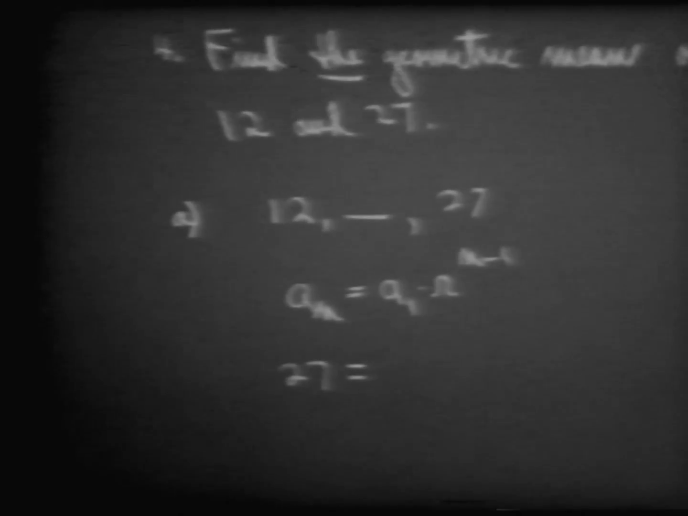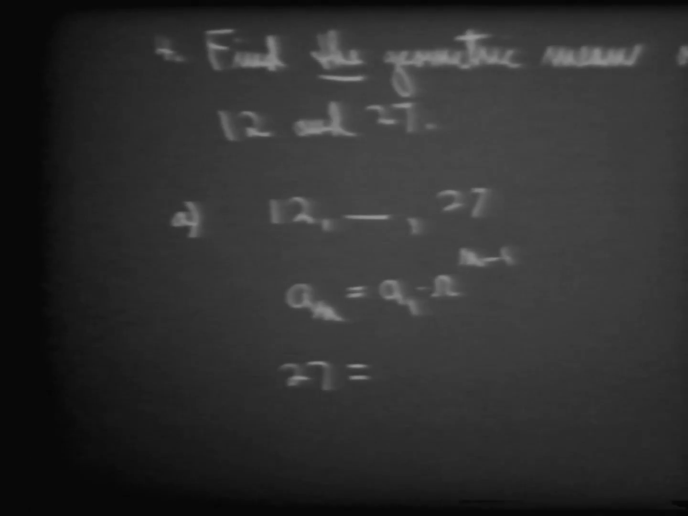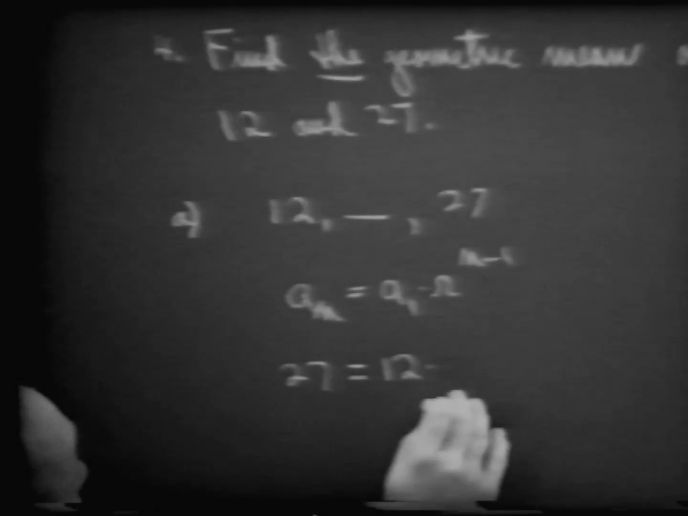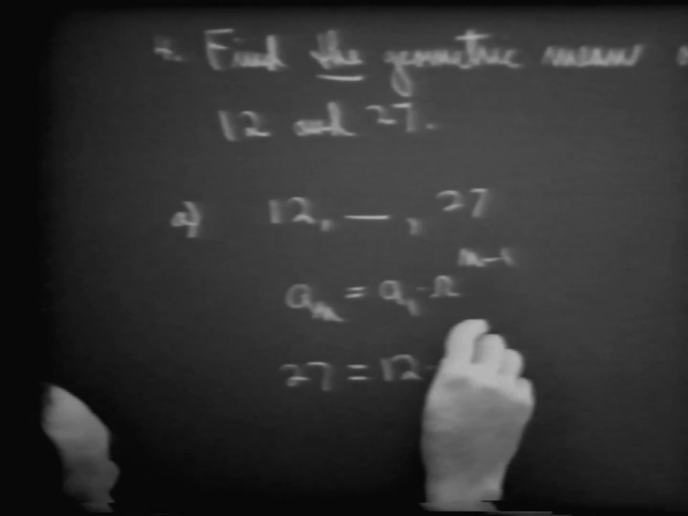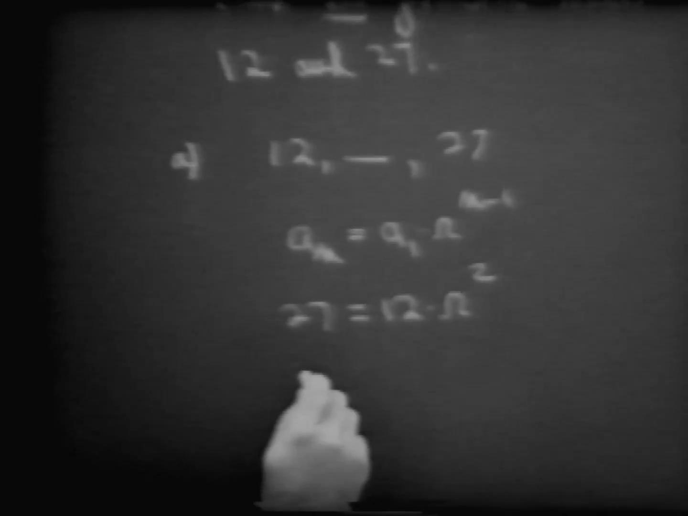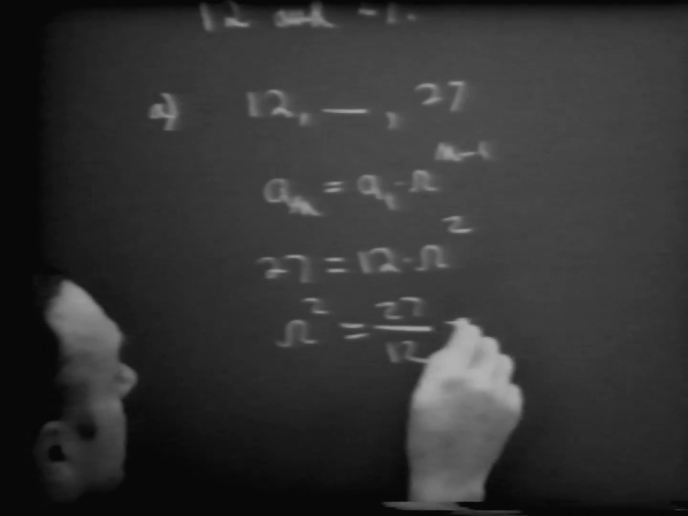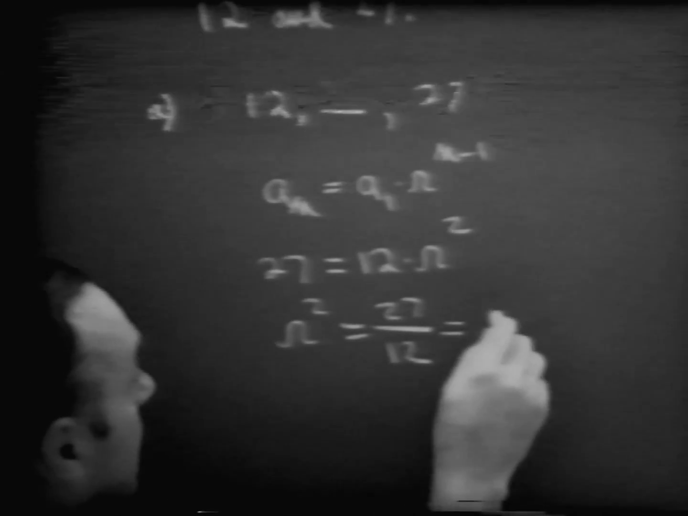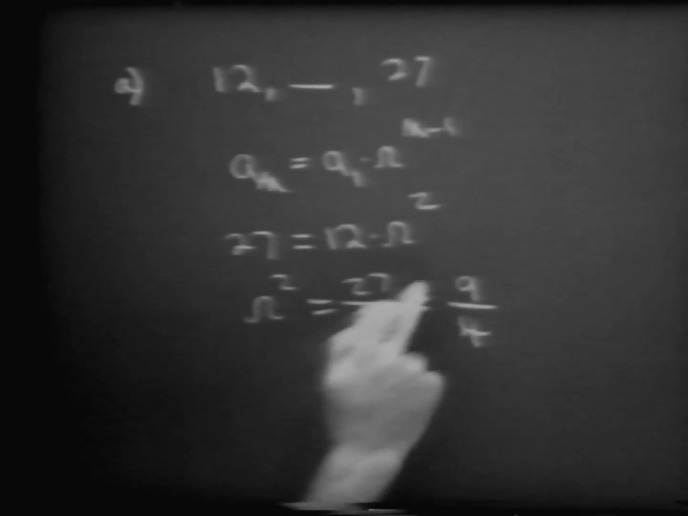27 is equal to, and who would like to make this substitution here? 12 times r to the 3 minus 1, or second power, r squared. Okay, now notice here we have r squared then is equal to 27 over 12. Is that right? Which in fact, let's see, 3 will divide. So this then is equal to 9/4.